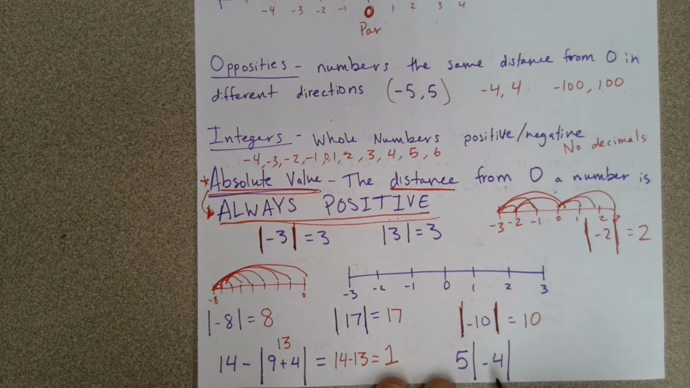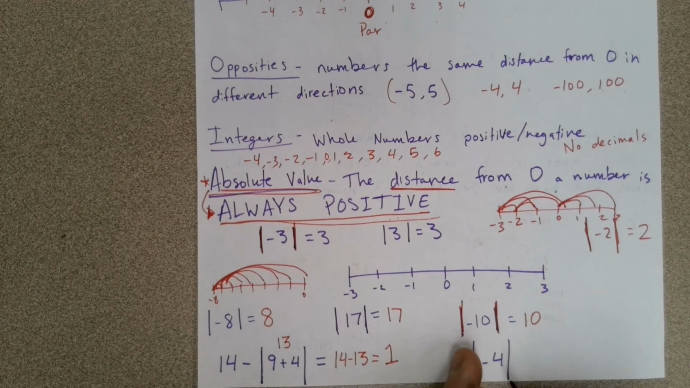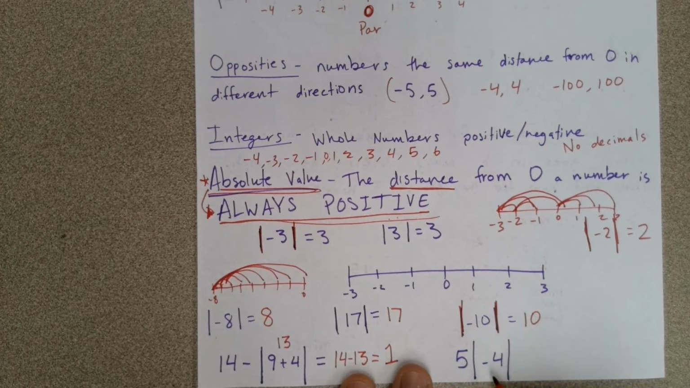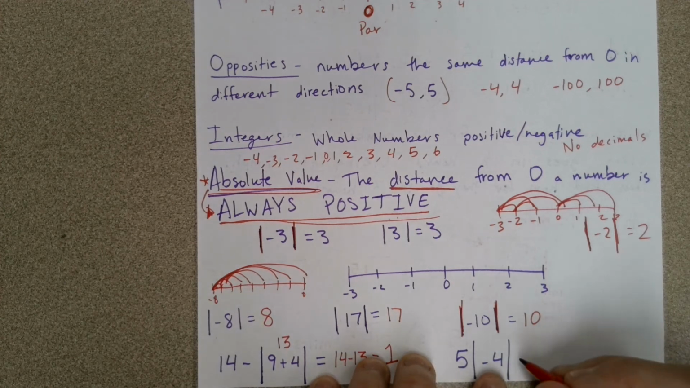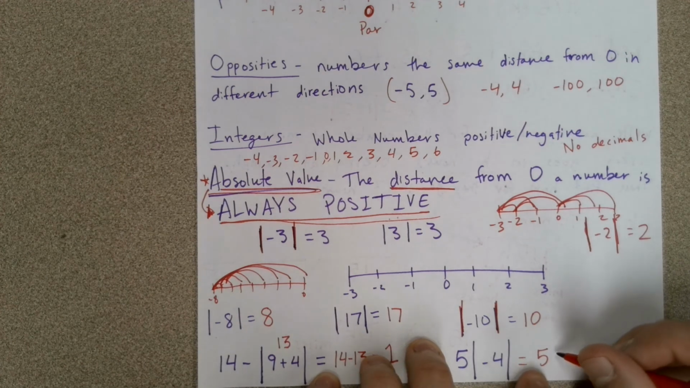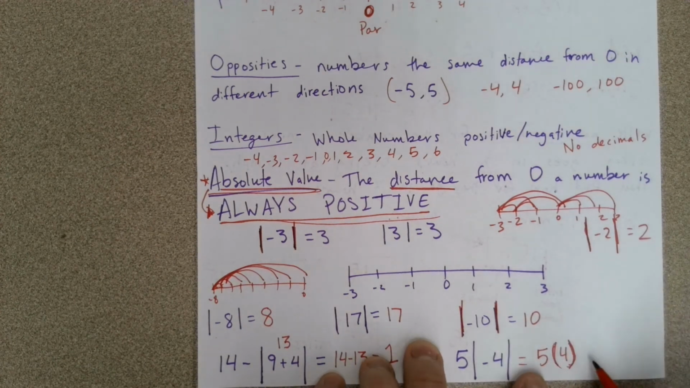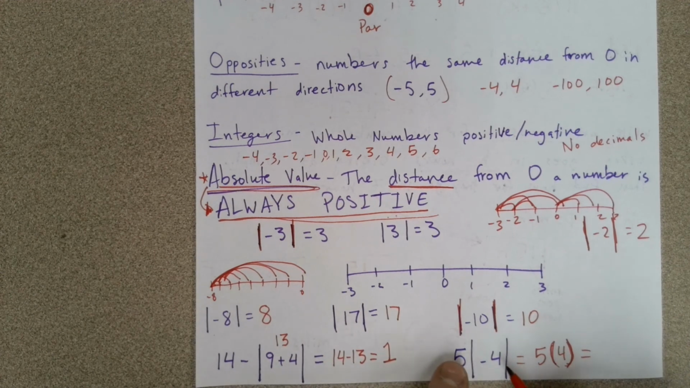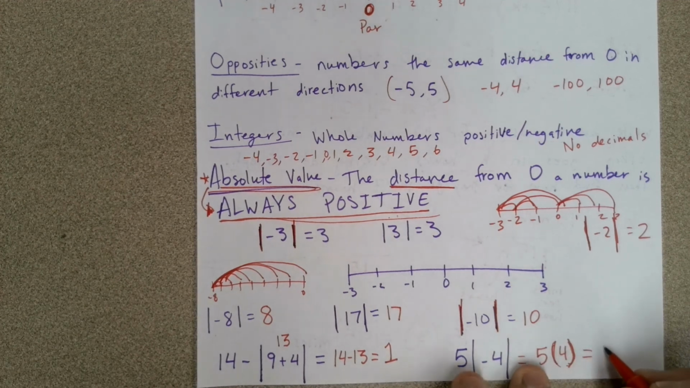All right, our very last one here. 5, and then we've got our absolute value, our parentheses, our PEMDAS. We've got to start with that. -4. What is the absolute value of -4? Well, it has to be positive. I'll tell you that. The absolute value of -4 is 4. 4 jumps away from 0. 5 times 4, remember, if they're touching but there's no operation symbol, that means times. 5 times 4 is 20.